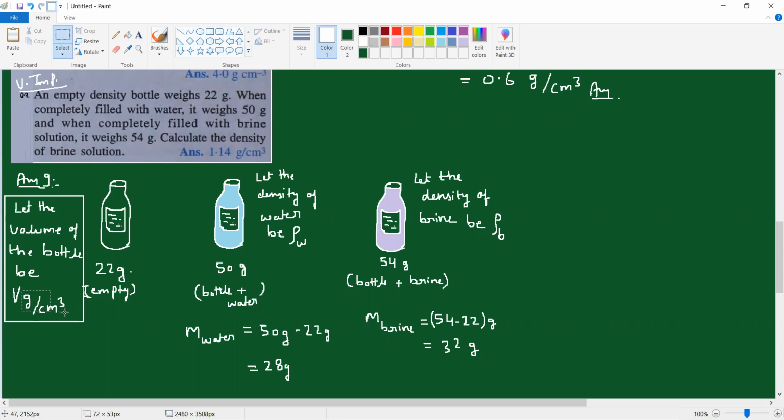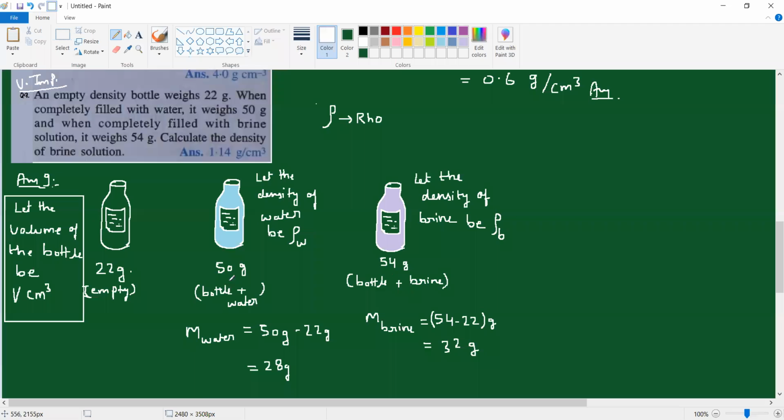Volume is in centimeter cube, and density is in gram per centimeter cube. So let the volume of the bottle be V centimeter cube. Then we have filled the bottle with water and we have assumed that its density is rho W. This symbol is known as rho. This is a Greek letter pronounced as rho, and it represents density. It represents many other things also.